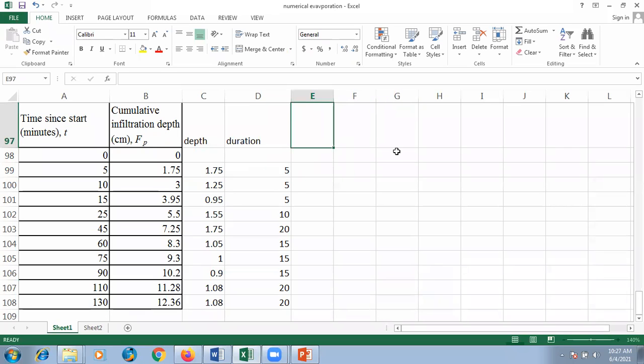Therefore, what is intensity? Intensity is expressed as centimeter per hour, let us say. We are expressing it as centimeter per hour. So in 5 minutes, it has gone by 1.75. Therefore, in 1 hour, meaning in 60 minutes, it will go by 1.75 times 60 divided by this 5.